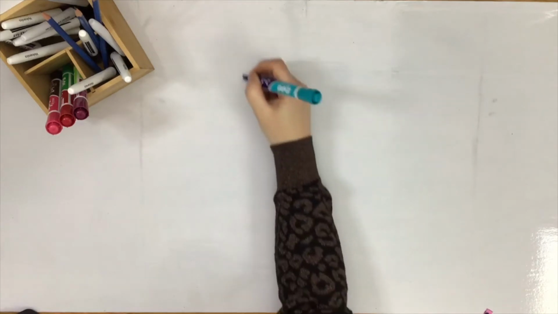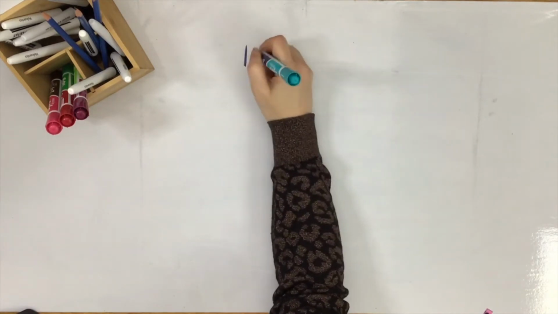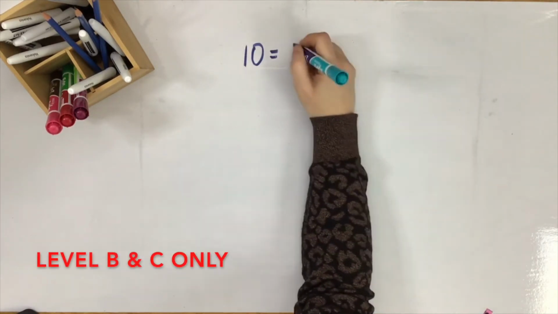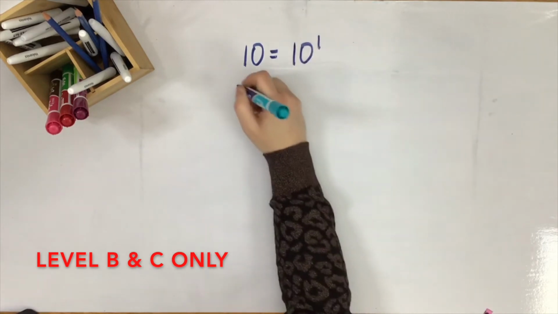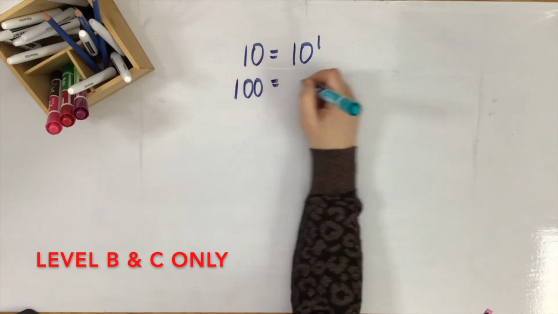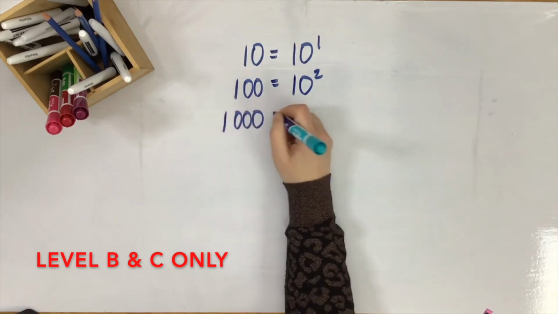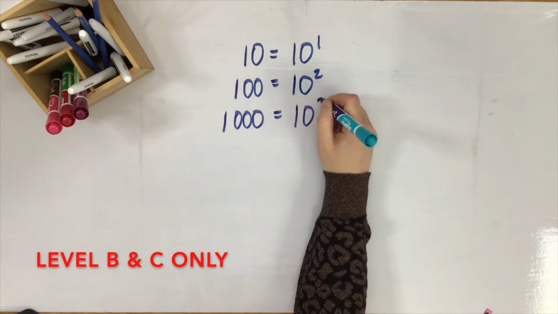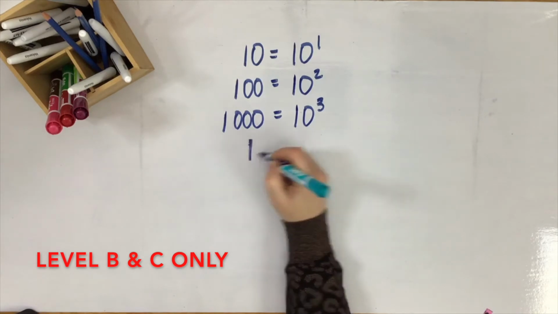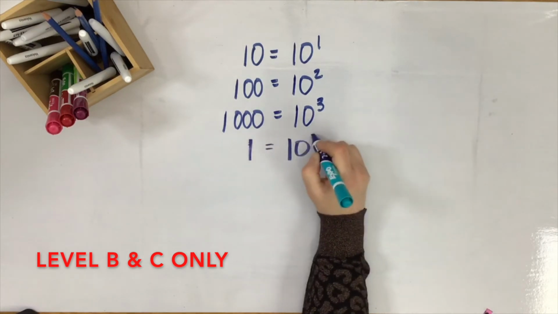For those of you doing slightly more advanced type of questions, just remember that 10 can also be written as 10 to the power of 1. 100 can be written as 10 to the power of 2. 1000 can be written as 10 to the power of 3. 1 is 10 to the power of 0.